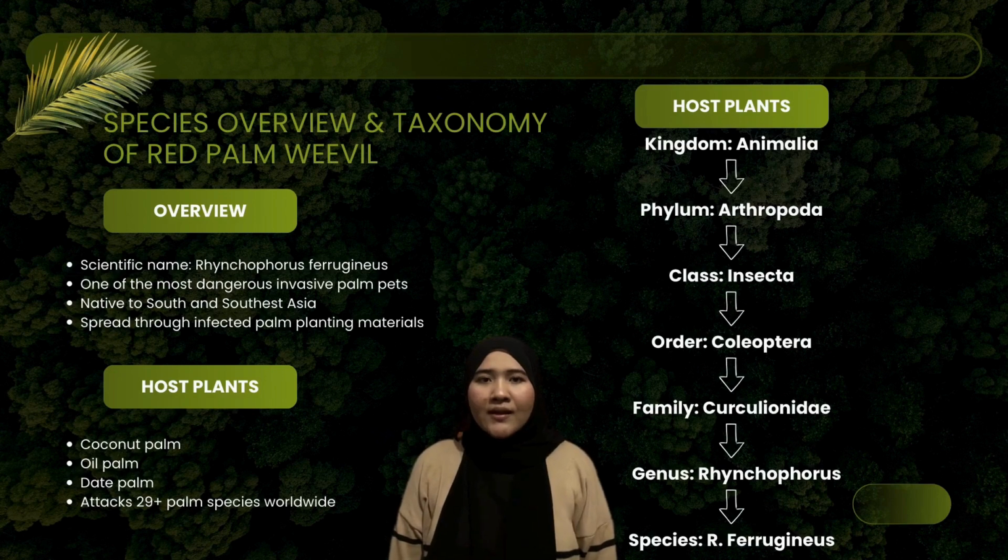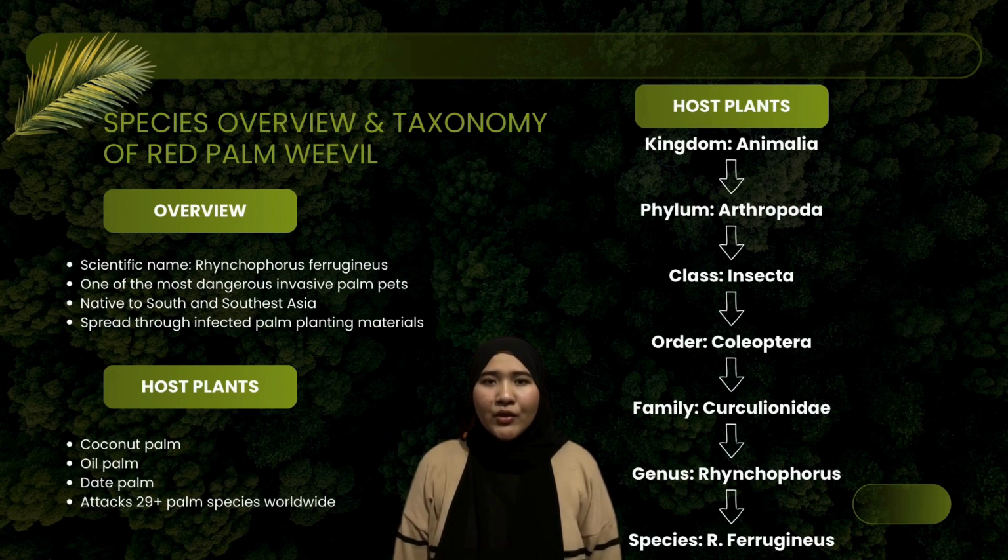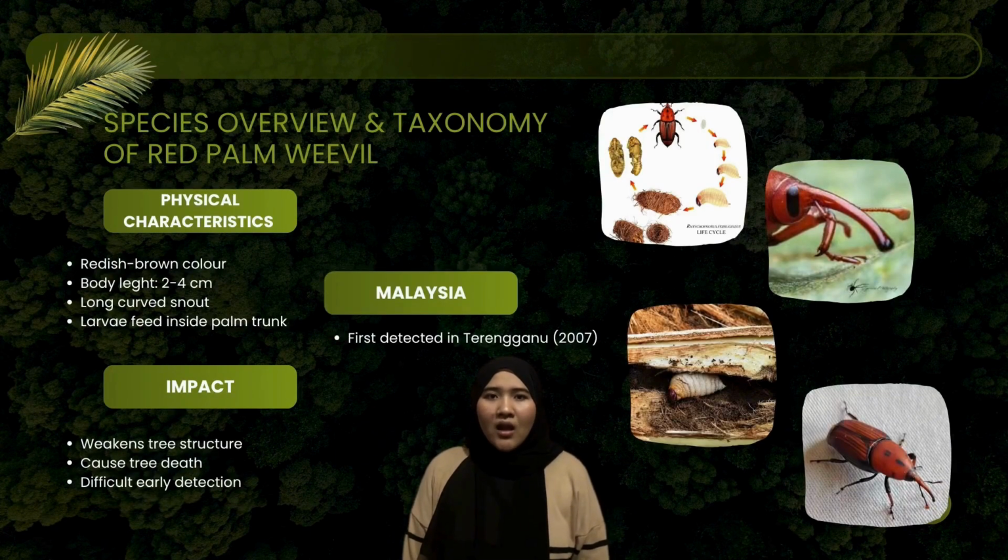Next, let's look at its taxonomy. Taxonomy is the scientific system used to classify living organisms based on their characteristics and evolutionary relationships. The red palm weevil belongs to kingdom Animalia, phylum Arthropoda, class Insecta, order Coleoptera, family Curculionidae, genus Rhynchophorus, and lastly, species Rhynchophorus ferruginus. In terms of physical characteristics, the red palm weevil has a reddish-brown body, measures around 2 to 4 centimeters long, and has a long curved snout.